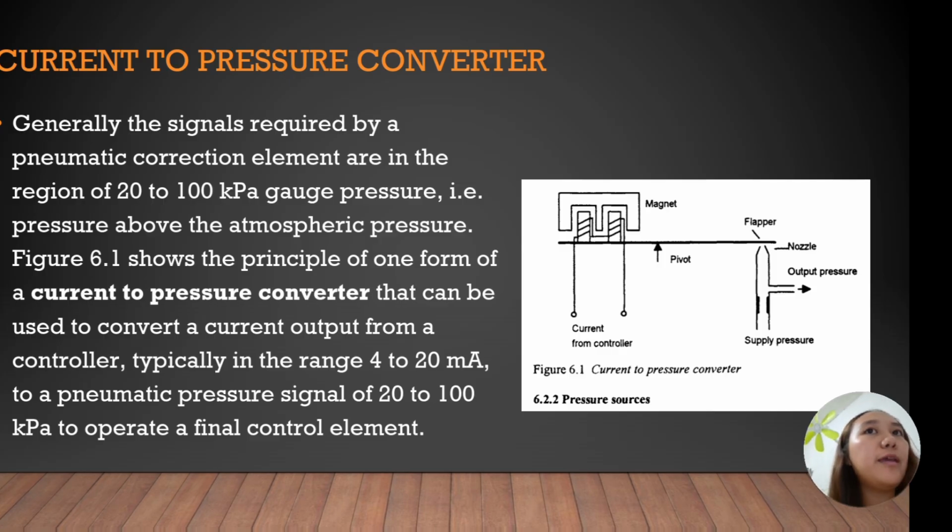Figure 6.1 illustrates the mechanism. Current from the controller passes through coils in a pivoted beam. The extent of the coil's attraction toward the magnet depends on the current magnitudes. This small movement rotates the lever, thereby changing the gap between a flapper and a nozzle. The distance between the flapper and the nozzle is what directly determines the size of the final output pressure delivered by the system.